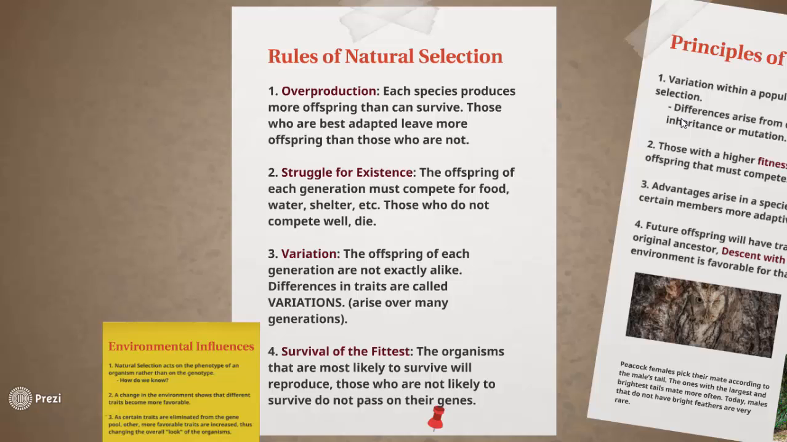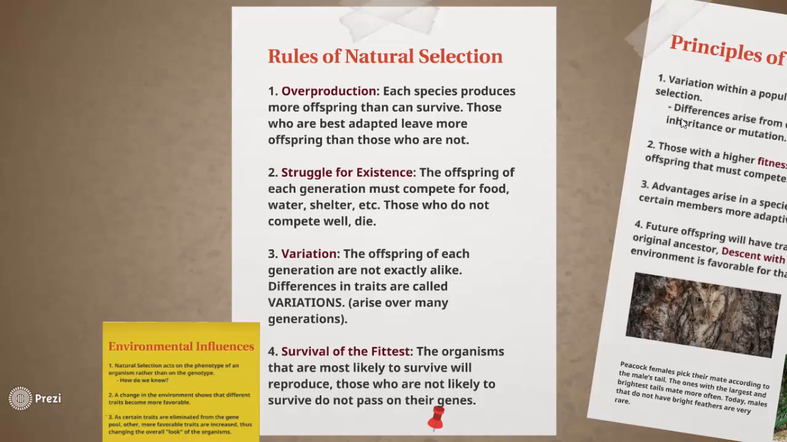Now here are the rules for natural selection. Overproduction: each species produces more offspring than can survive. Those who are best adapted leave more offspring than those who are not. Struggle for existence: the offspring of each generation must compete for food, water, shelter. Those who do not compete well will die. And variation: the offspring of each generation are not exactly alike. Differences in traits are called variations.